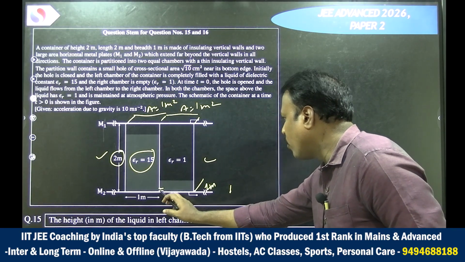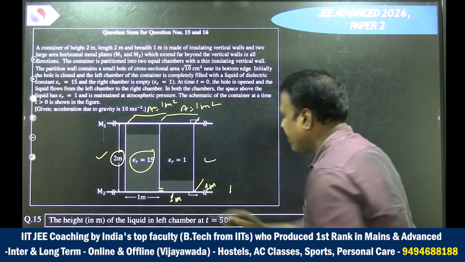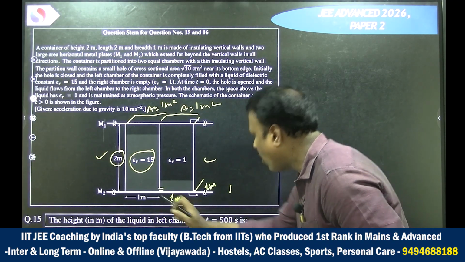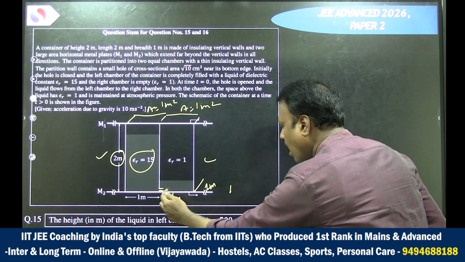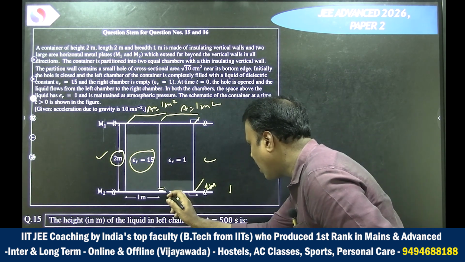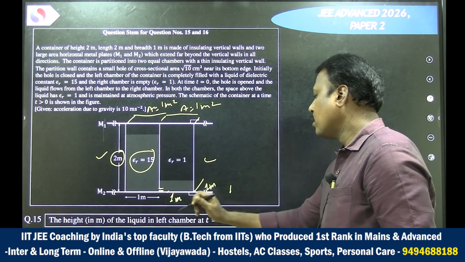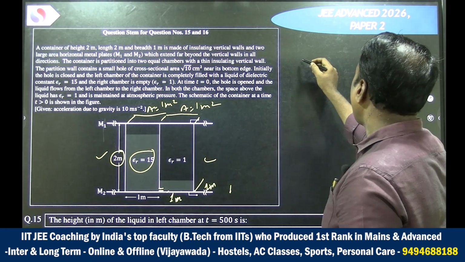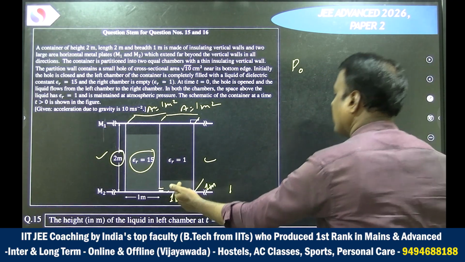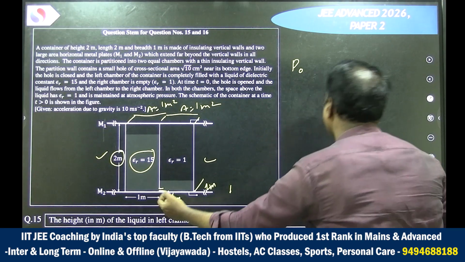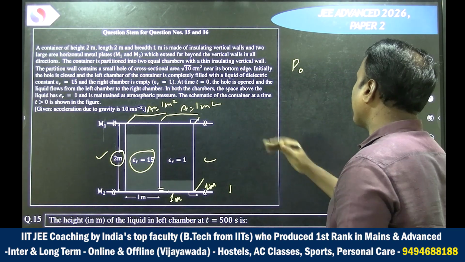We are applying Bernoulli's theorem between 2 points, where 1 point is at the bottom of chamber 1 and the other point is at the outlet. So apply Bernoulli's theorem. Now the bottom of vessel 1, that is the beginning of the hole, for that particular point we are applying.